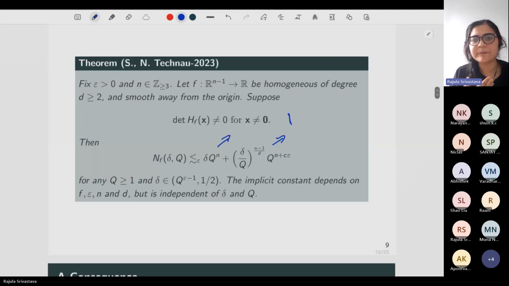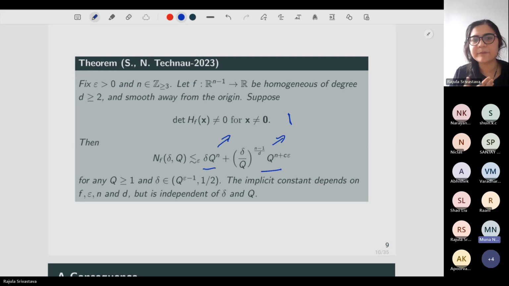the upper bound for the number of rational points in a delta neighborhood of denominator size q is indeed determined by these two terms. The first term is the probabilistic term, which comes in the regime where there is curvature. And the second one comes because of the geometry around this point where there's flatness, or the local flatness. And again, the implicit constants depend on the manifold, dimension and degree, but the point is they're independent of delta and q. So that's the result that I would like to talk about in the rest of the talk today.